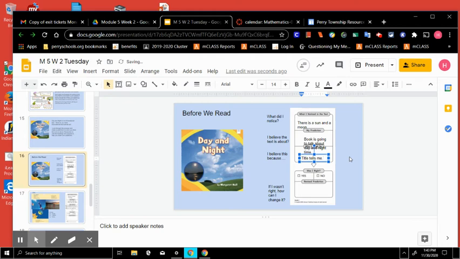So that's what we do before we read. We look at the title, we look at our heading, and we look at our pictures to help. What do I notice? Why do I believe the text is going to be about this? And why do I believe this?